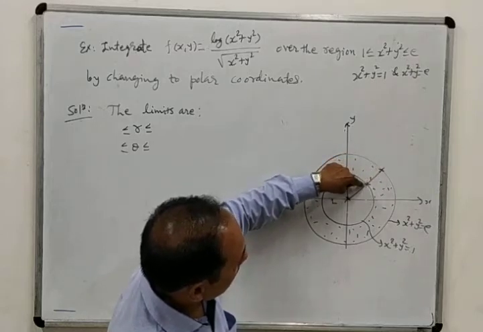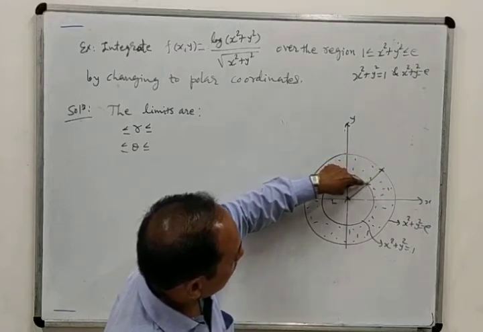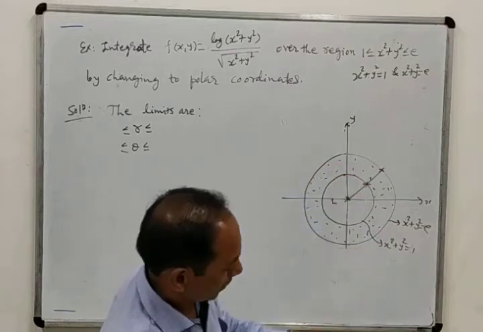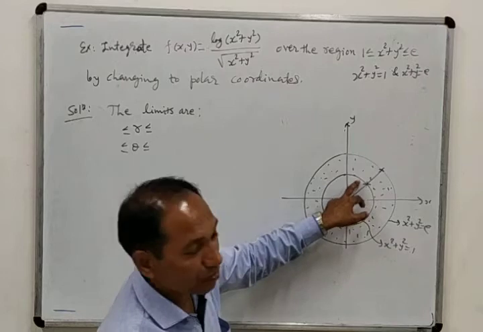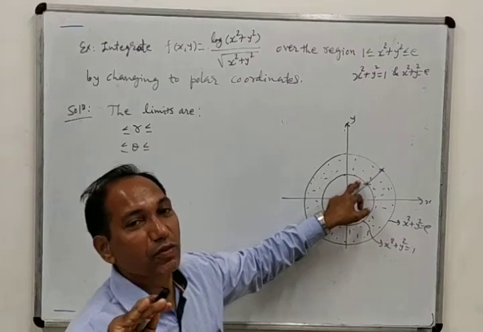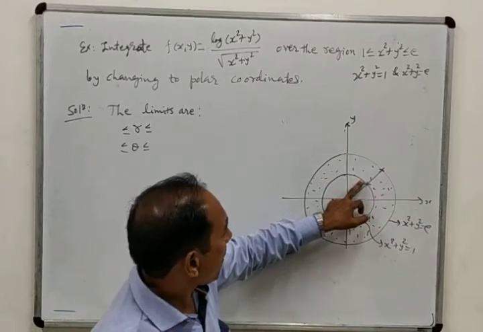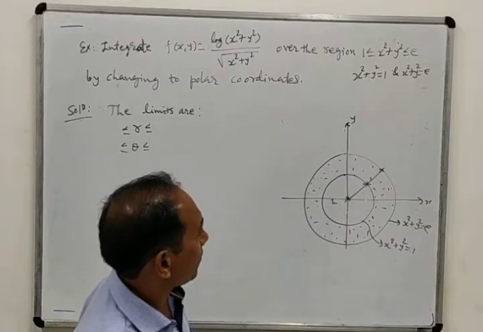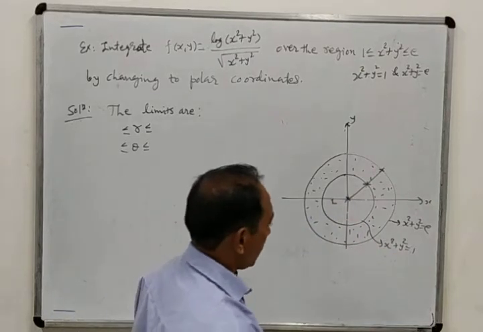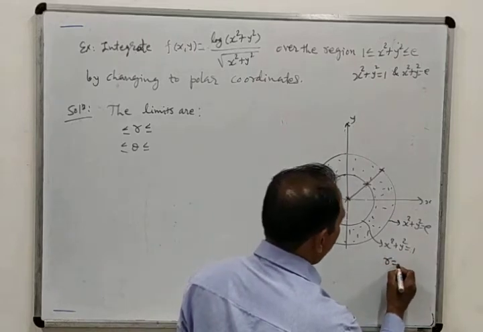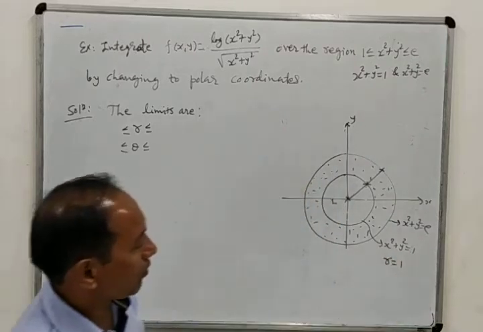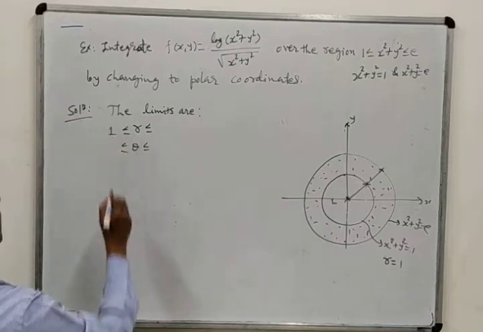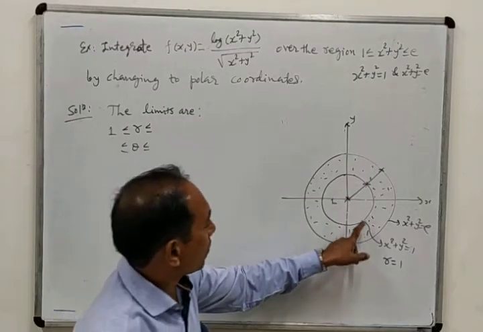So this point lies on this circle. This point lies on this circle. Where the point is, that is not important, as I told you in the case of x and y also. This point is on this circle, and this circle has the equation x square plus y square equal to 1. So in polar form, this equation becomes r equal to 1, because r square equal to 1. So here this lies on the circle r equal to 1.